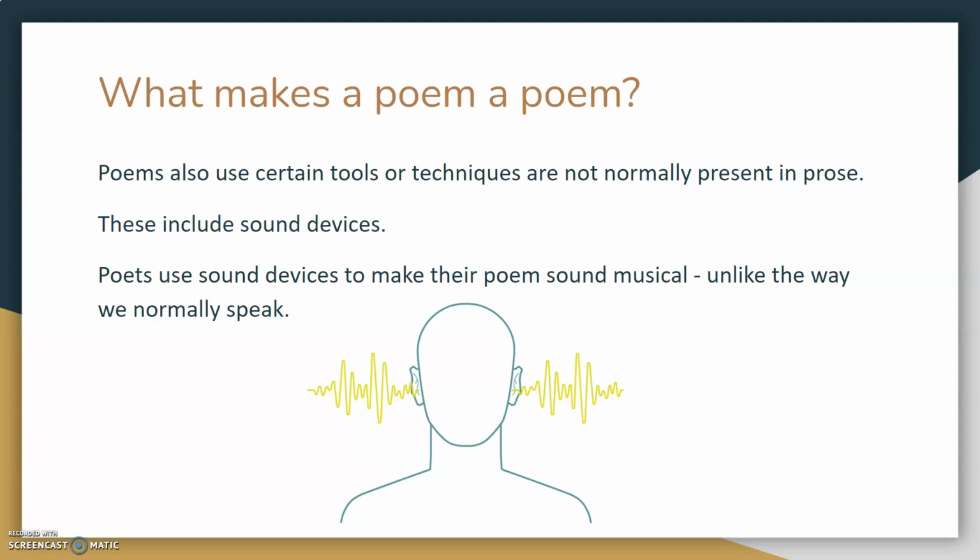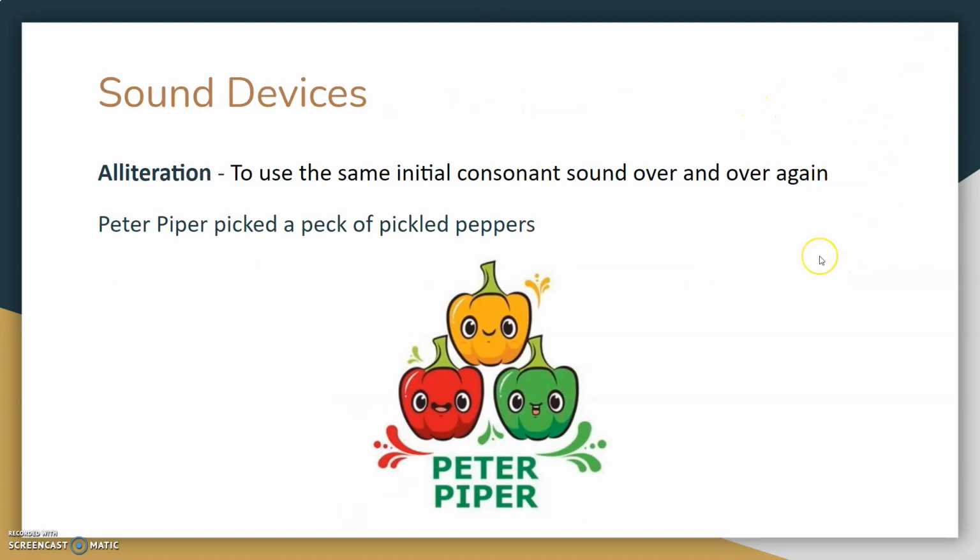And of course, a poet needs to use certain techniques to actually develop this sound, this musicality in their poems. So let's take a look at just a few types of sound devices. The first one is alliteration. This is when a poet uses or repeats the same consonant sound at the beginning of words.